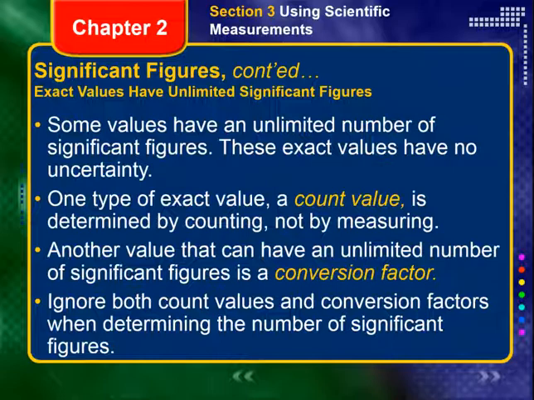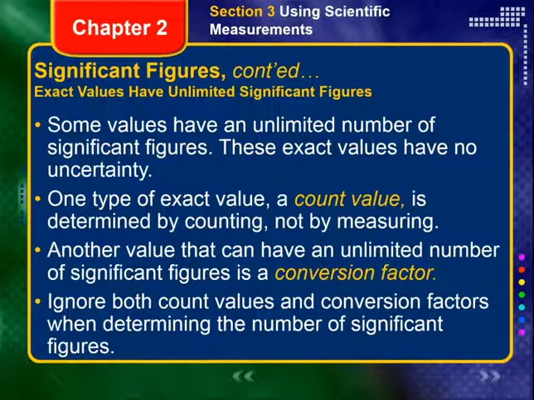There is an idea that you want to be aware of. It's called an exact value. Some values have an unlimited number of significant figures. These exact values have no uncertainty, right? Unlimited number of significant figures, infinite. They're perfectly known all the way through.